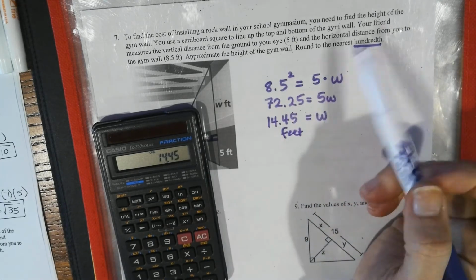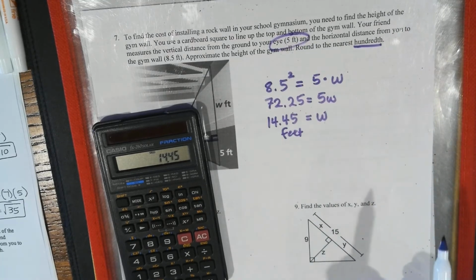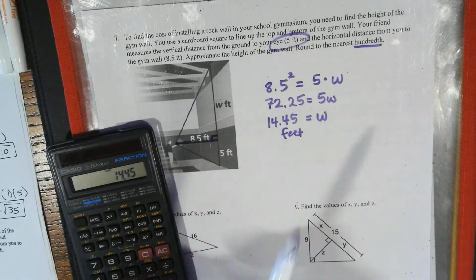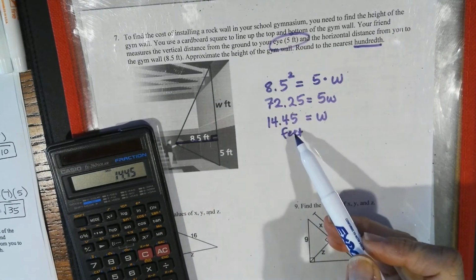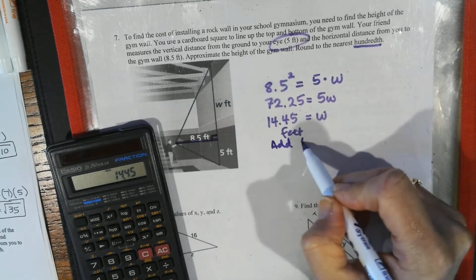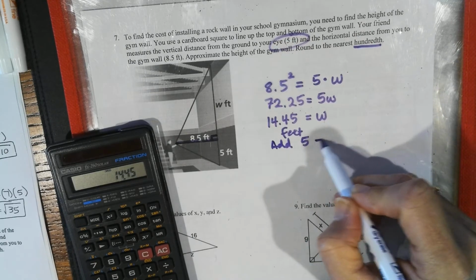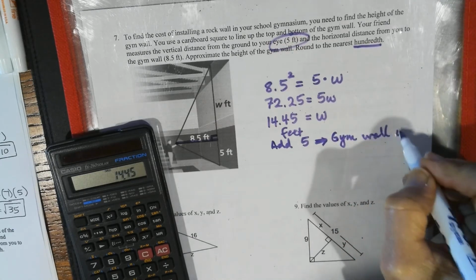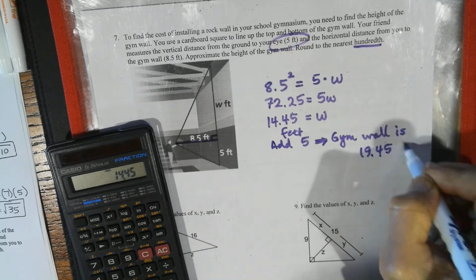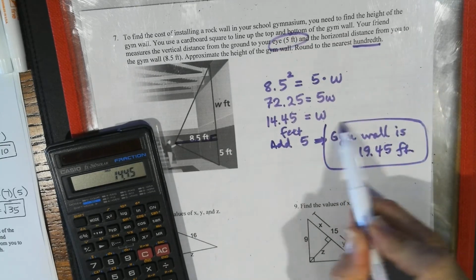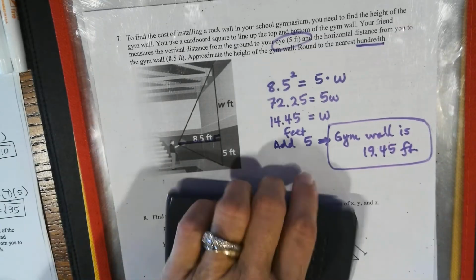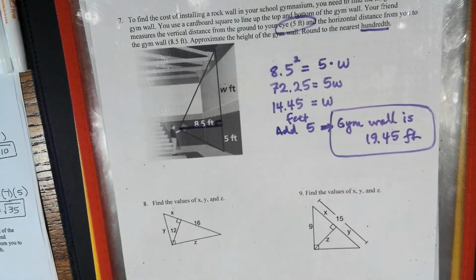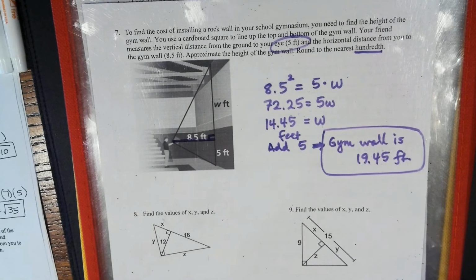Oh wait, now it says we have to add this too, right? Because we want the height of the wall. What we just found was W, so we have to add 5. And that means the gym wall is 19.45 feet high. Okay. Any questions right now?